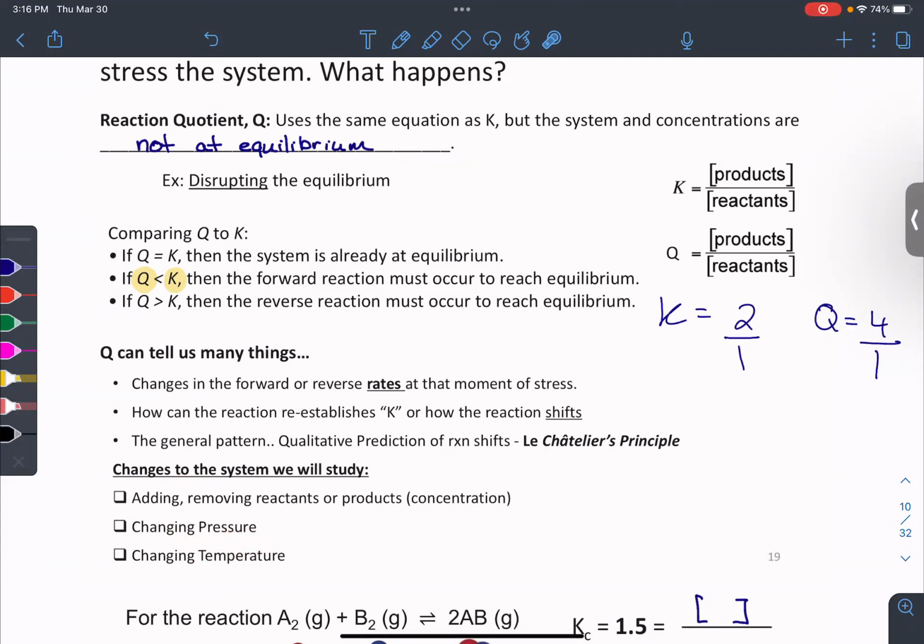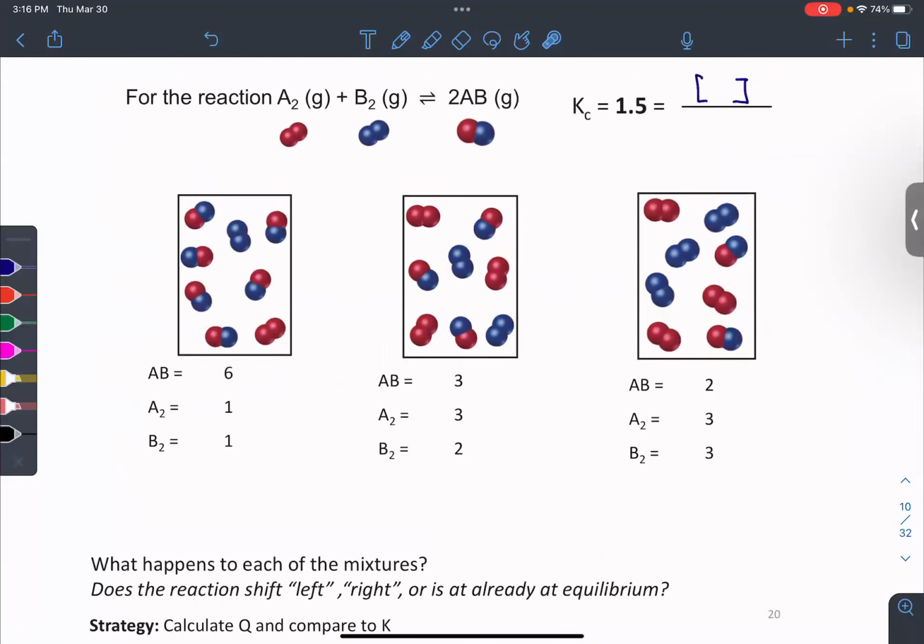So if you think about the analogy of the seesaw, that's the quick and dirty way to predict shift. It'll get you there 80% of the time. So we'll look at some examples. All right, so let's look at this reaction.